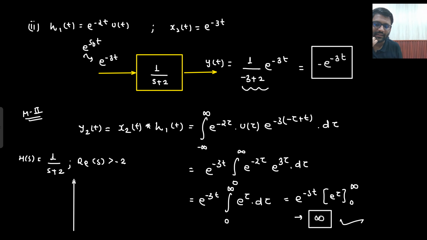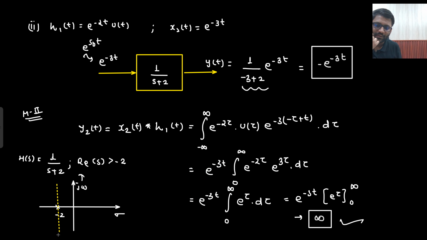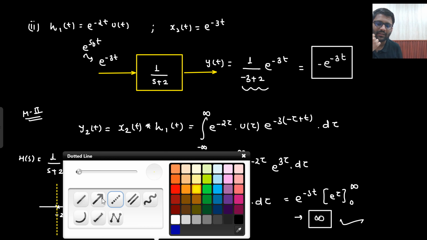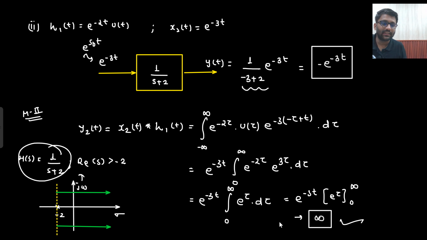If I make the s-plane, where will be minus 2? Here will be your minus 2. So where is your ROC? Real part of s greater than minus 2. This is the ROC. What does this mean? That means this particular H(s) will converge only for real part of s greater than minus 2.